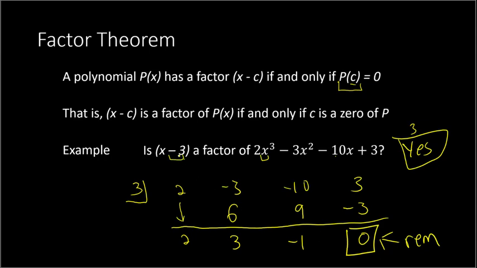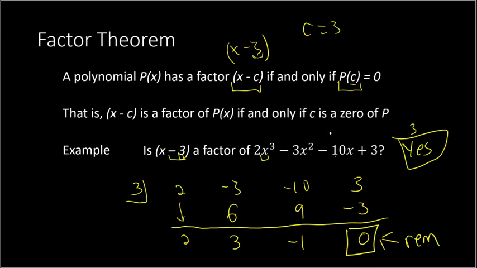And in this example, the 3 is like your c value. See up here it says polynomial p of x has a factor of x minus c if and only if p of c is 0. So in this example, we had x minus 3. So c was your 3. x minus 3, x minus c, same thing. So c was 3. And we have verified that p of c is equal to 0.